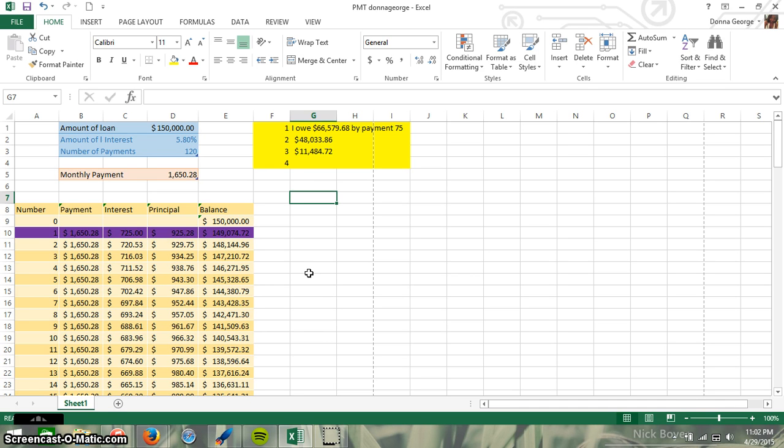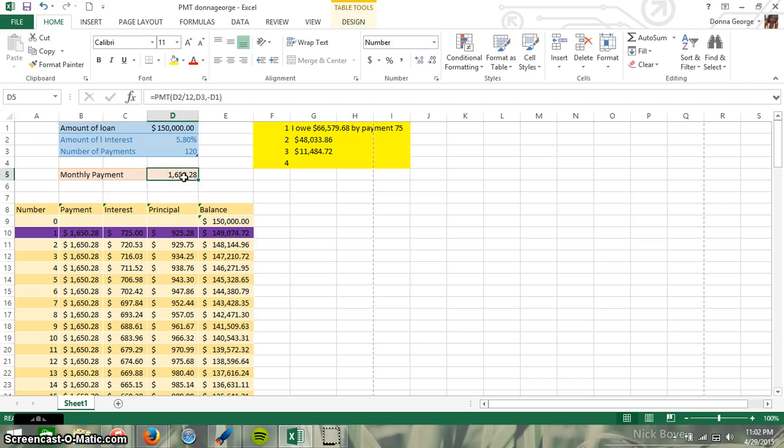But I'm going to show you how I did my loan assignment. I guess the first thing I'll show you is this is the amount of loan that I had, $150,000. This was the amount of interest, 5.8%, and this is the number of payments that I will have.